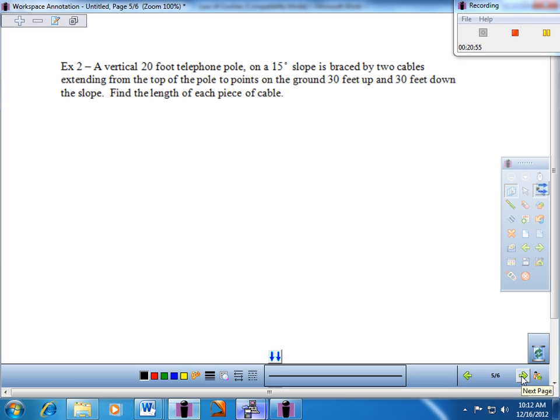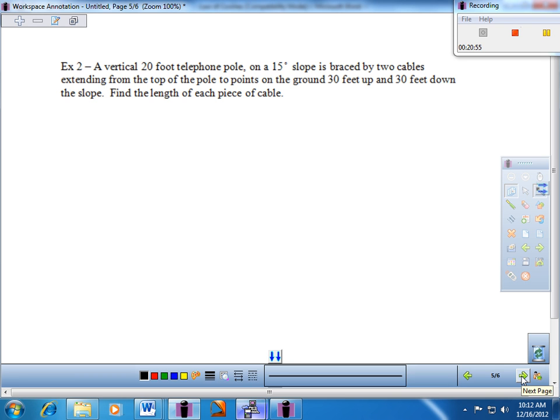So a lot of this is can you draw and can you label things. So let's see if we can do this together. A vertical 20-foot telephone pole on a 15-degree slope is braced by 2 cables extending from the top of the pole to points on the ground 30 feet up and 30 feet down the slope. Find the length of each piece of cable.